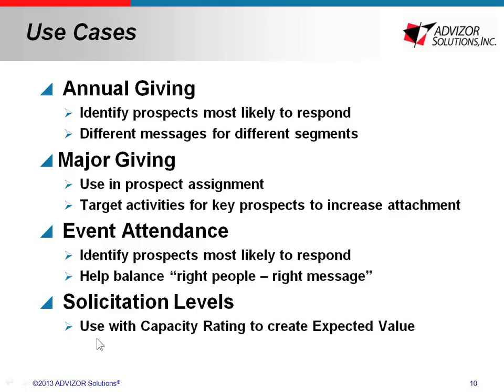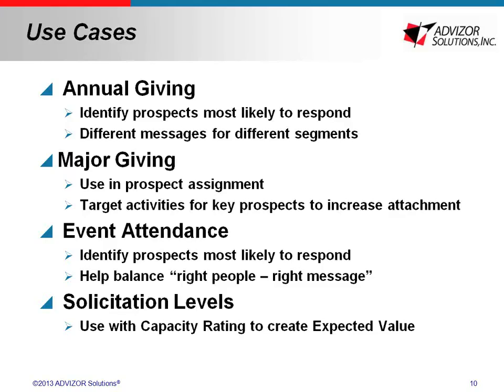It's also really helpful in solicitation levels. We did some work in the last webinar on how you can use this with capacity rating to create an expected value. So if somebody has a high capacity, but they're very low attachment, you wouldn't expect them to give very much. If they have a high capacity rating and a high engagement level, you'd expect them to give a lot more.